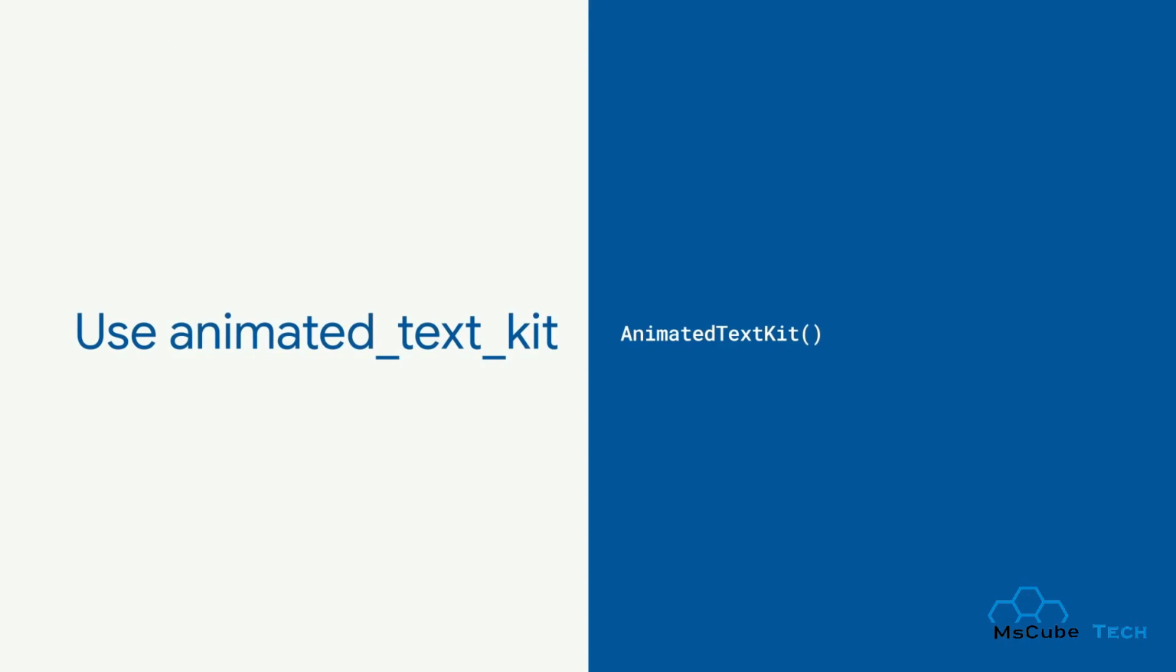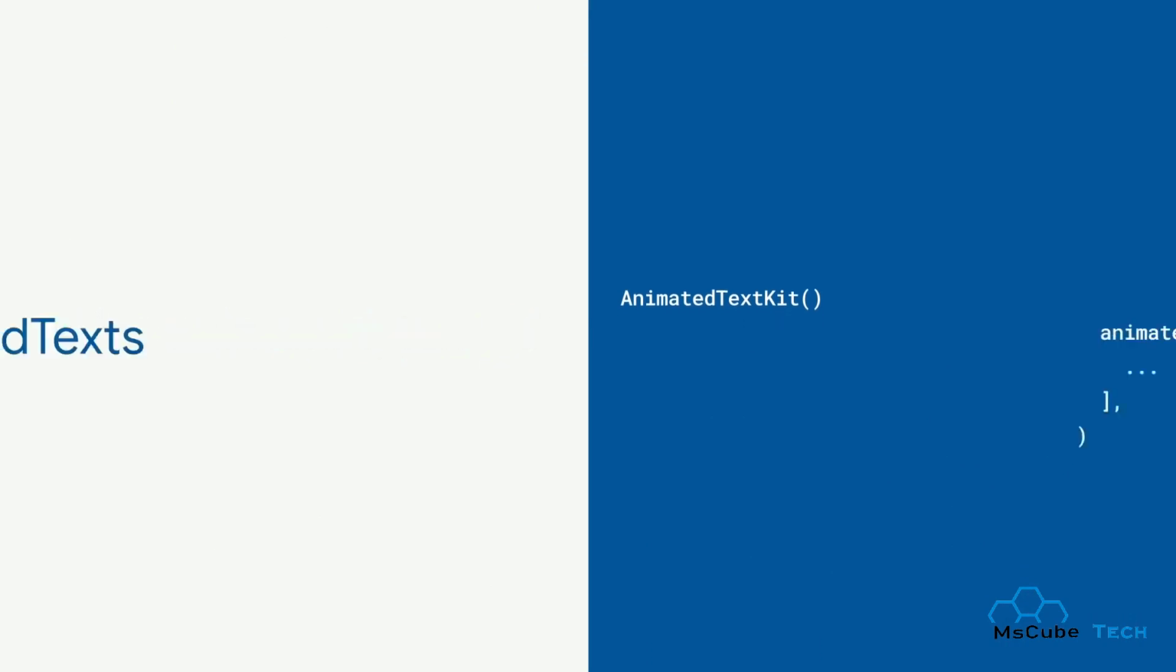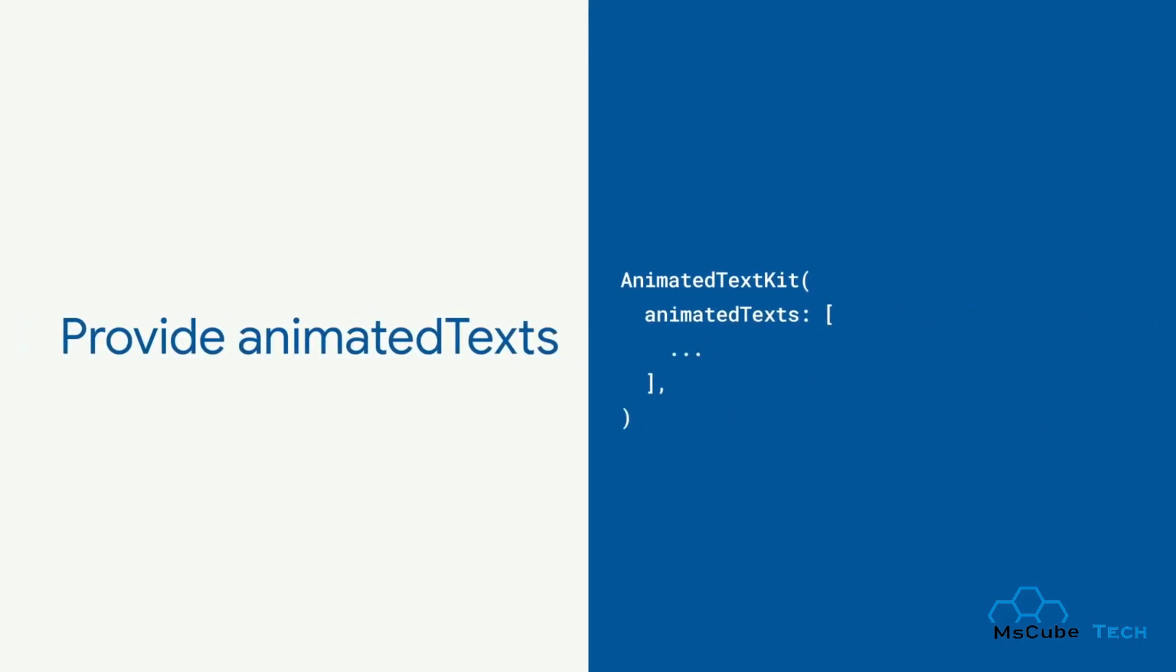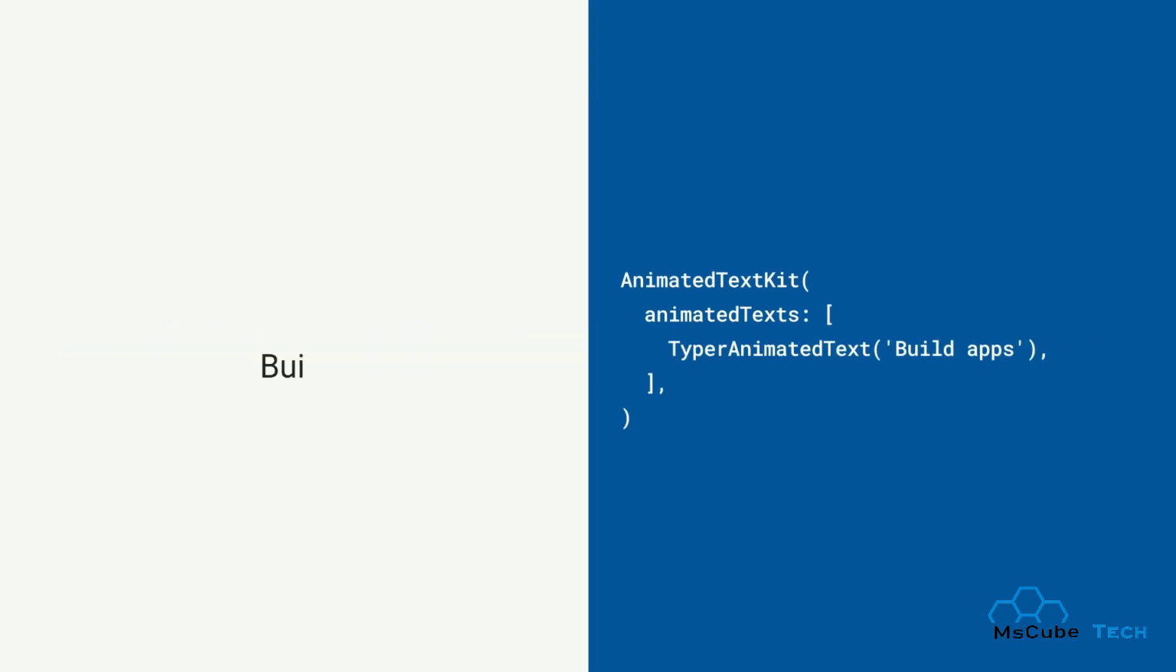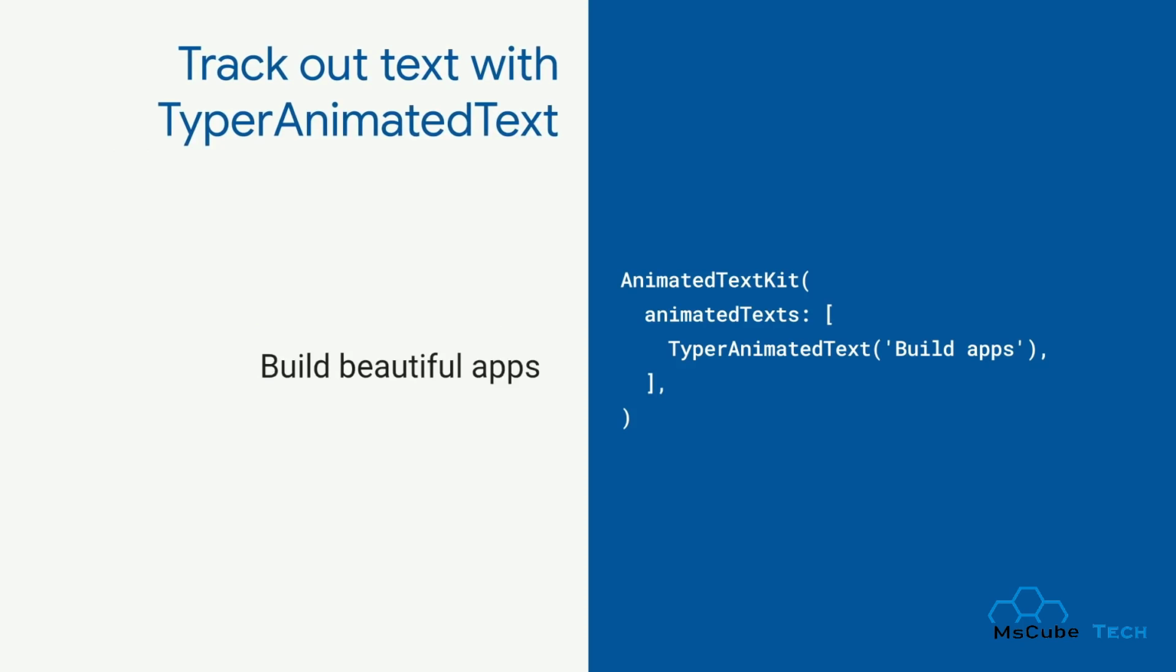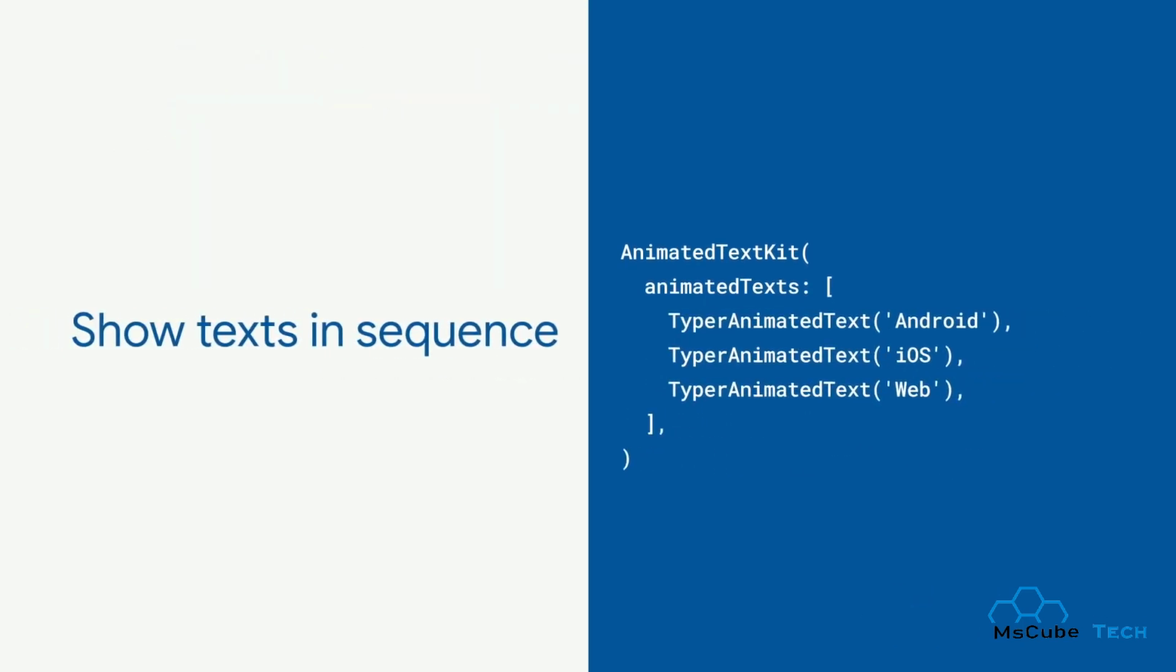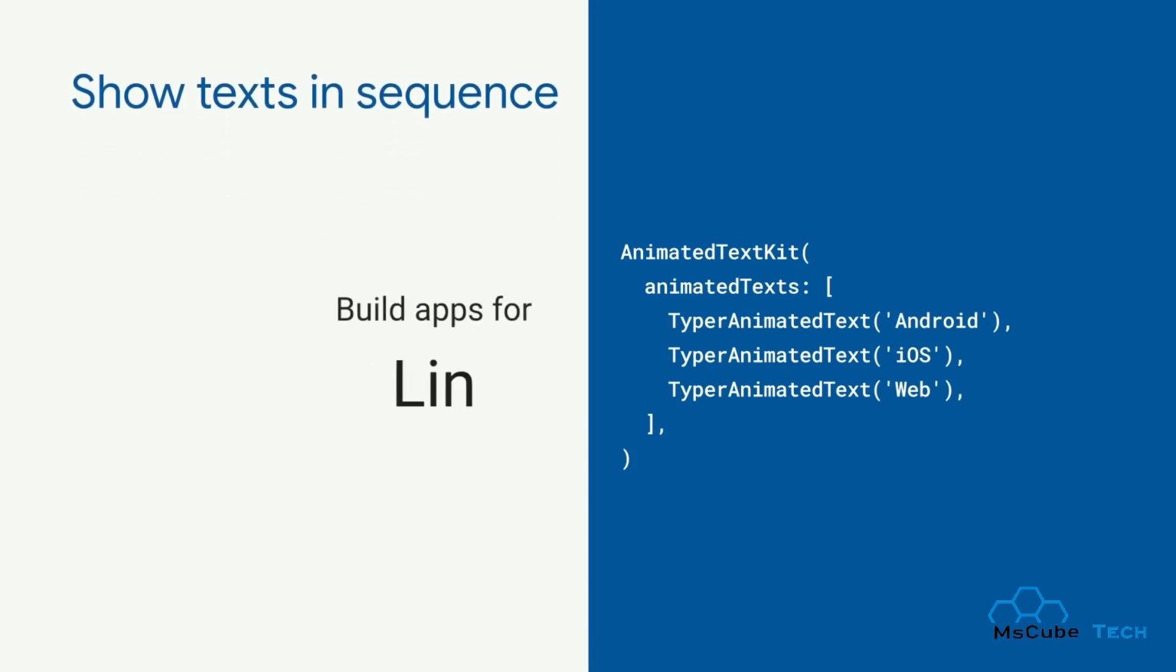Start with the Animated Text Kit widget. Then, give it some animated texts. It can be just one if you're trying to animate a single piece of text. Here, we're using a typer animated text for that typing out effect. Very neat. But Animated Text Kit is especially useful for going through several different texts. Just add more members to the animated texts parameter. Now, the widget will rotate through the different texts and their animations.